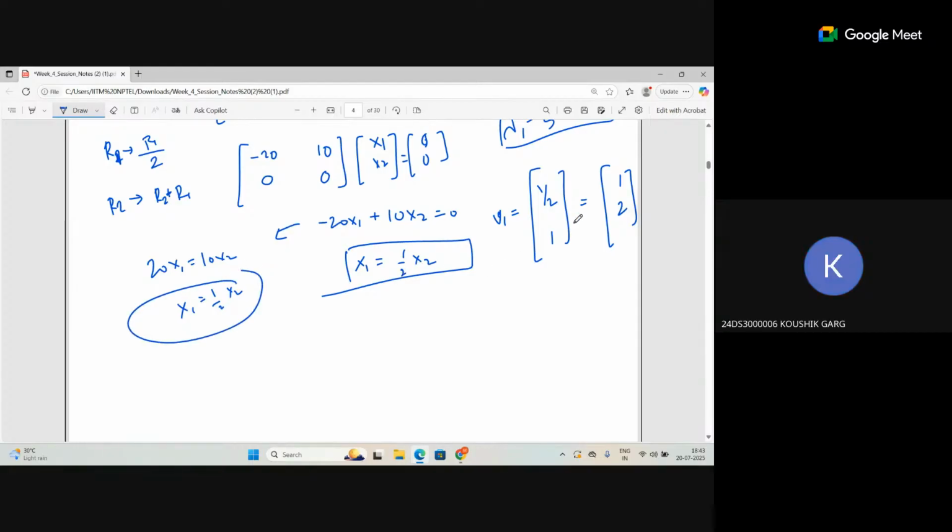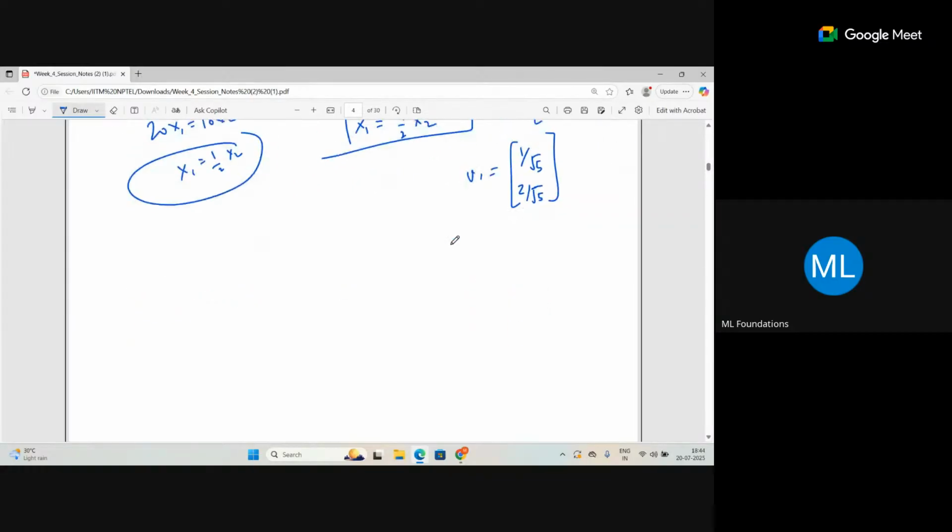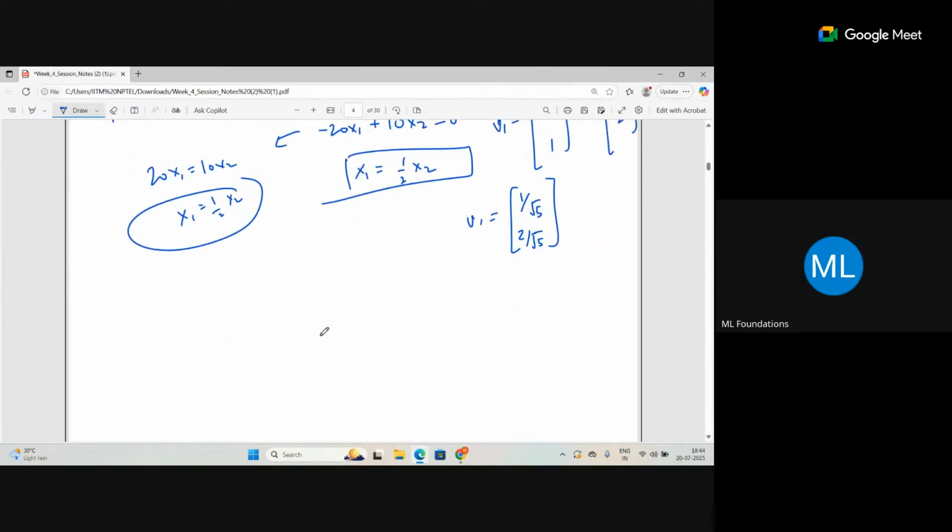So for this vector, you will have to normalize it. The normalization will be: what is the length of this vector? Root 5. Fine. So this will become 1 upon root 5. We have to normalize this vector, so 1 upon root 5 and then 2 upon root 5. That is my vector v1. Then what is the next step?